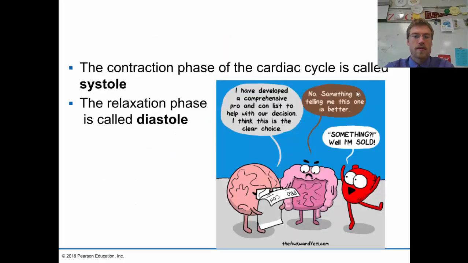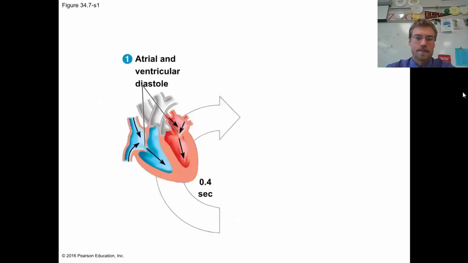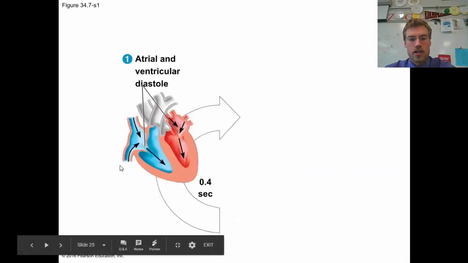The contraction phase of the cardiac cycle is called systole, and the relaxation phase is called diastole. If you've ever taken your blood pressure and you've seen the systolic and the diastolic pressures, that's what this is referring to. So the systolic pressure is the pressure in your vessels when the heart contracts. Your diastolic pressure is when it is relaxed. So again, just kind of going through the process here.